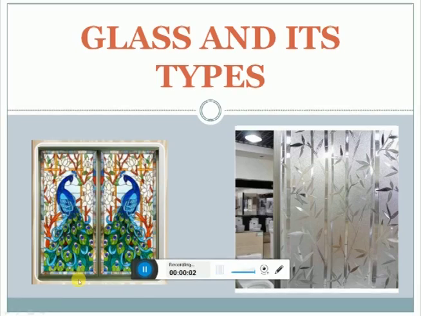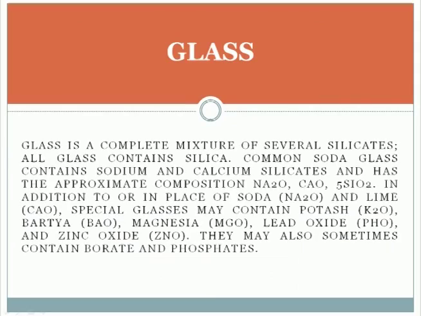Back with a new topic, which is glass and its various types. Glass is a complex mixture of several silicates. All glass contains silica. Common soda glass contains sodium and calcium silicate and has the approximate composition Na2O, CaO, 5SiO2.